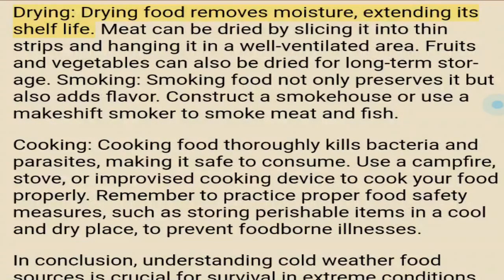Drying. Drying food removes moisture, extending its shelf life. Meat can be dried by slicing it into thin strips and hanging it in a well-ventilated area. Fruits and vegetables can also be dried for long-term storage. Smoking. Smoking food not only preserves it but also adds flavor. Construct a smokehouse or use a makeshift smoker to smoke meat and fish.